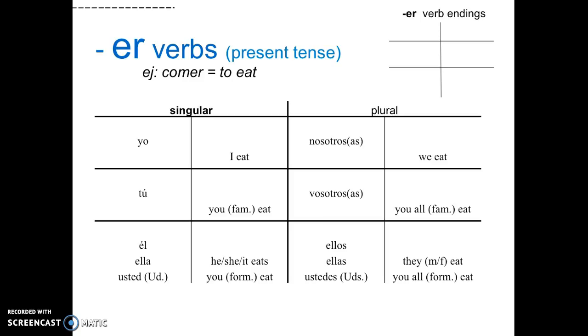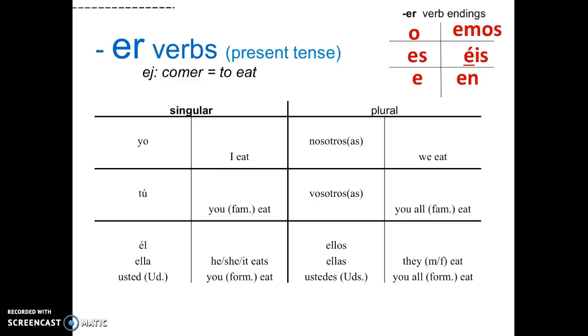Moving on to the conjugation of regular ER verbs in the present tense. My example is the verb comer, but first let's review the ER verb endings. For the yo form, my ending is O. For the tú form, ES. And the usted, él, and ella form, E. Nosotros, EMOS. Vosotros, É-IS. And ustedes, ellos, and ellas, EN.